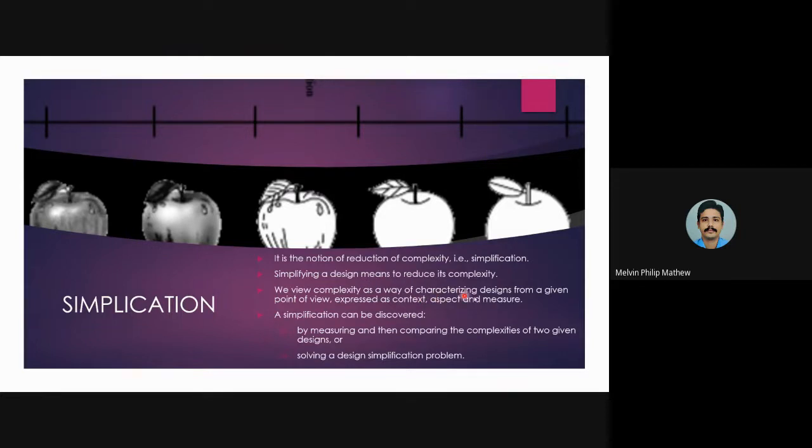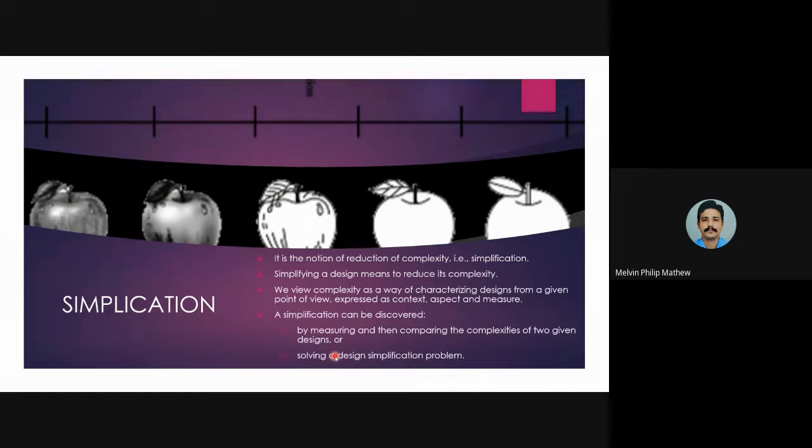So we view complexity as a way of characterizing designs from a given point of view expressed as a context, aspect, and measure. If you want to simplify something, we have to discover it by measuring and then comparing the complexity of two given designs. So if there is a design for a product at two different departments, or if we are creating two designs, or if we are producing a product and another product has been released by our competitor, we look at the methods used by our competitor for producing the product. When we compare, if we find that our procedure is more complex than the one used by the competitor, then we can learn from that how to reduce the complexity. This will increase the profit, and this is one of the methods for simplifying the work.